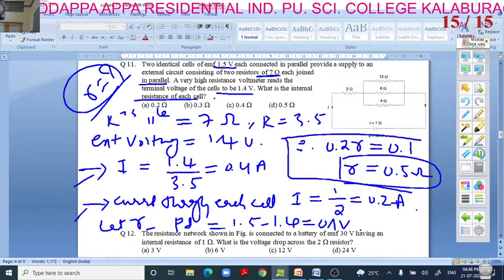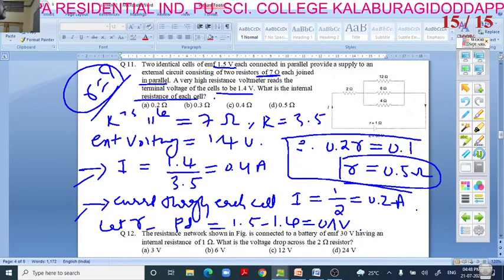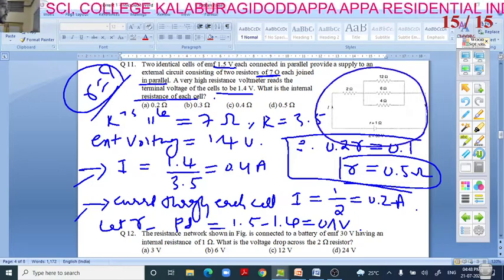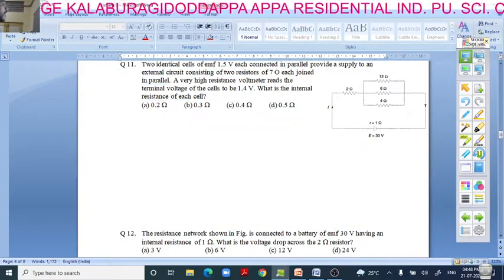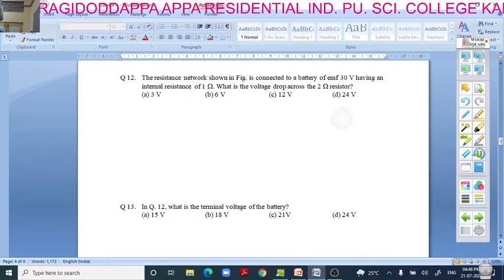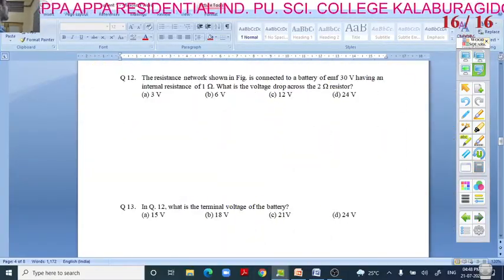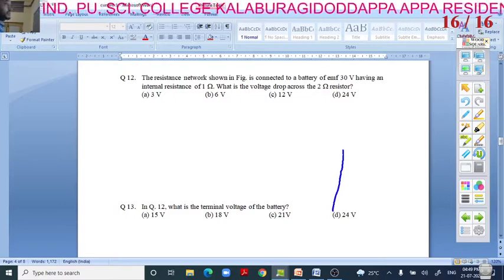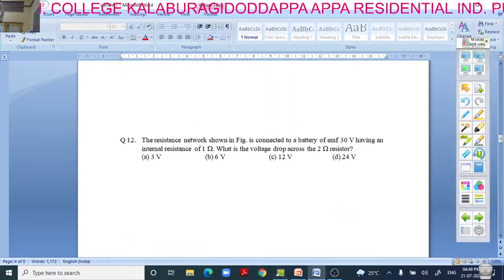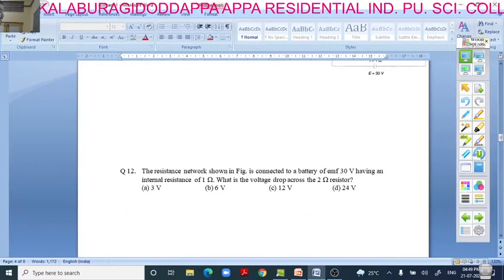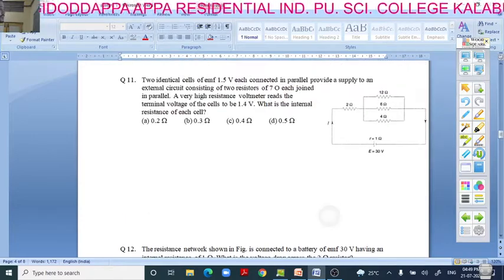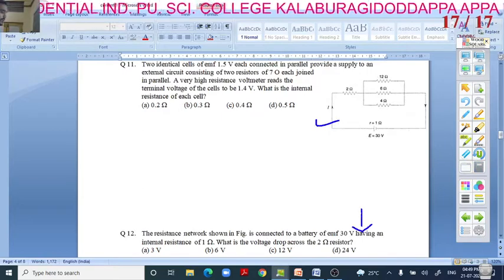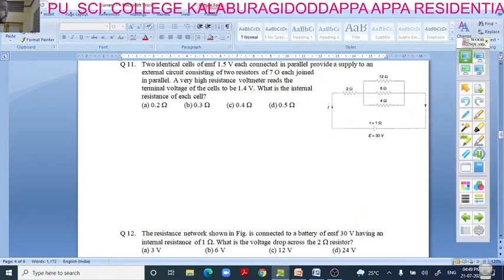Okay, similarly, next, see this figure. The resistance network shown in the figure is connected to a battery of 30 volt. This figure is related to this question, so observe here.